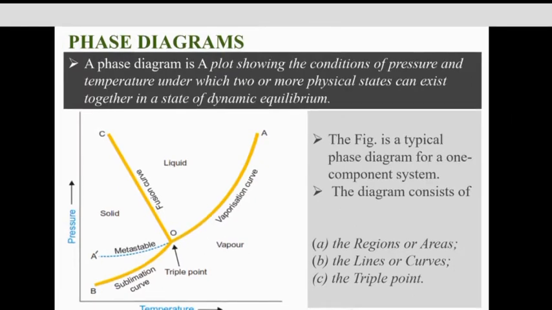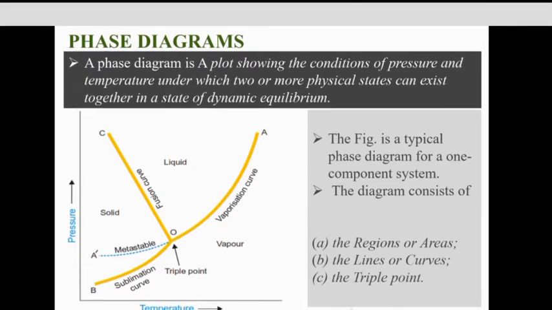The very first characteristic is the regions or areas. If you look at the phase diagram of water, you could see a solid yellow line. There are three yellow lines, which could be read as OB, OC, OA. These three lines divide the graph into three regions, and each region represents a phase of that component.